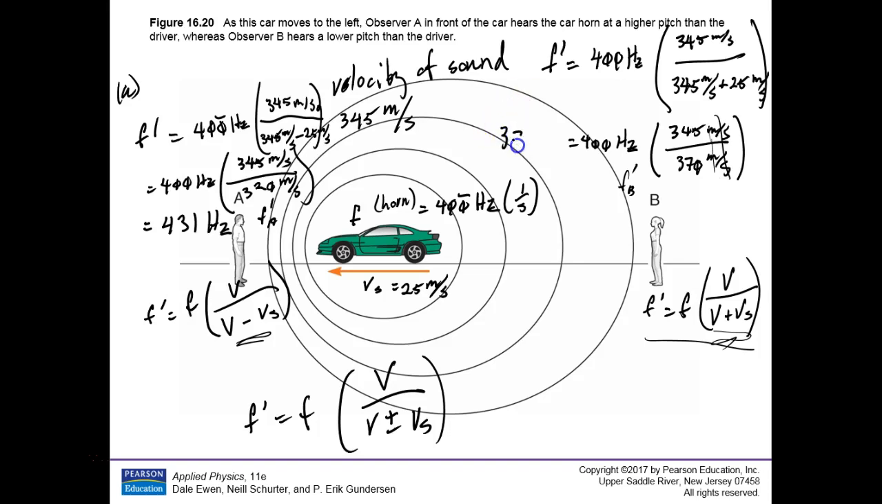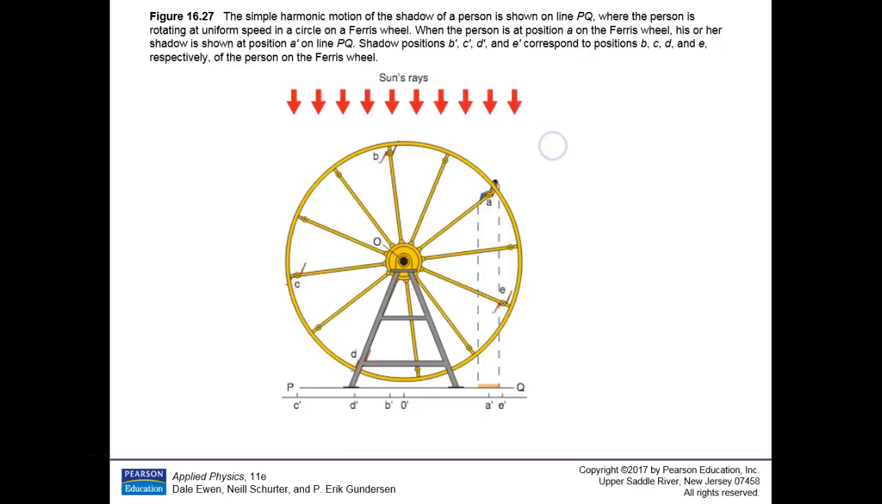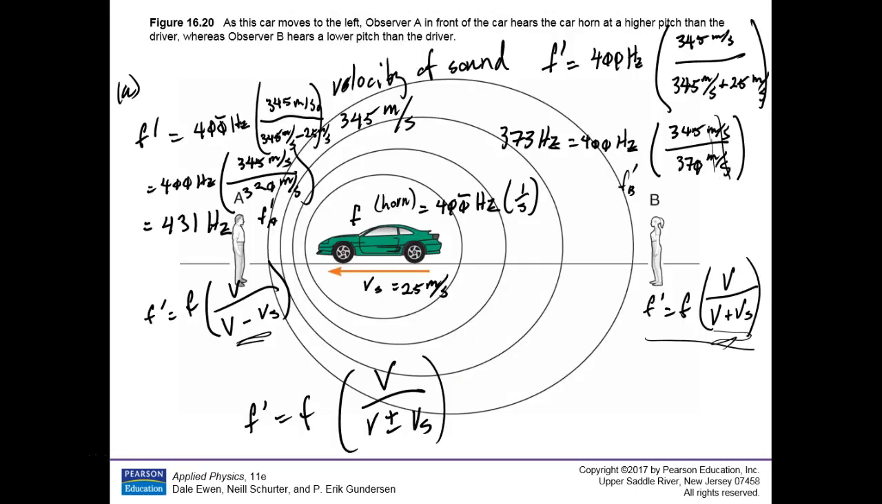373. 373 hertz. Now that's a pretty big shift from 431 to 373. Definitely notice the change when it passes. Yeah, you know, the frequency changes when it goes by, from being a higher pitch to a lower pitch later. Does that make sense? They have 431 followed by 373. Excellent.